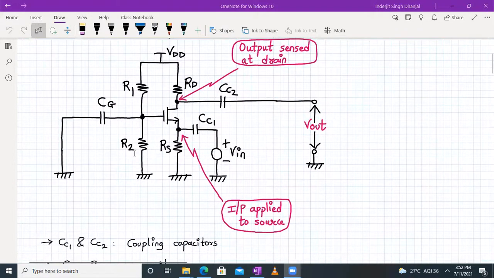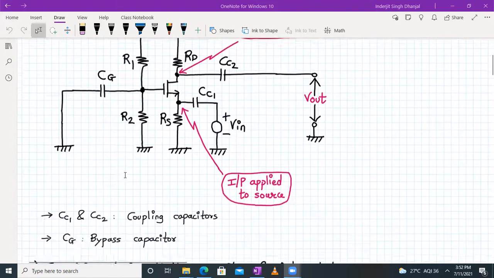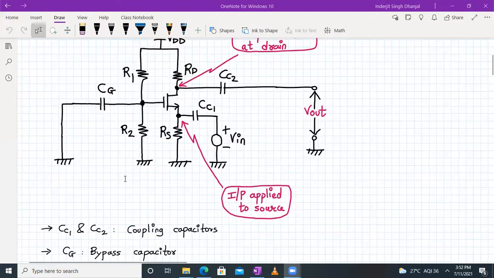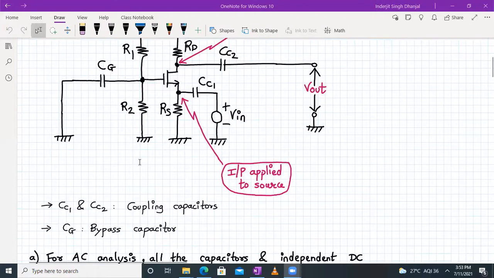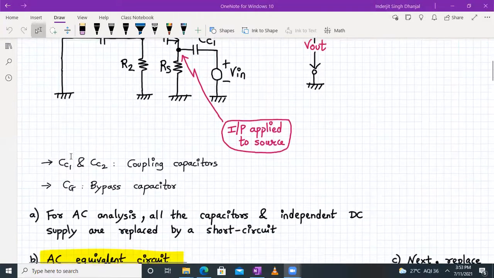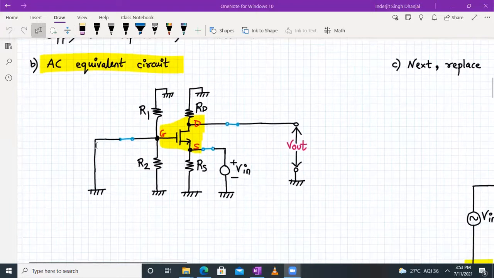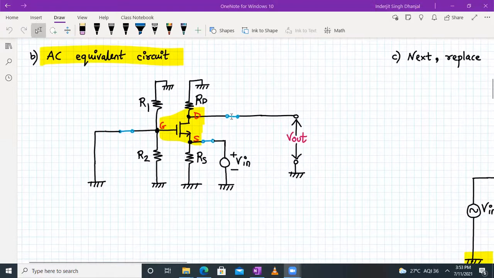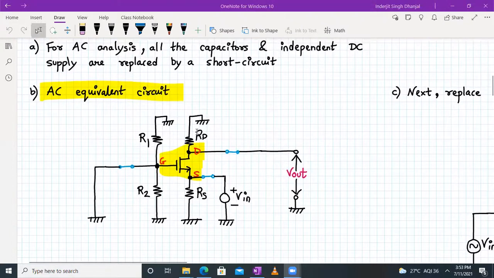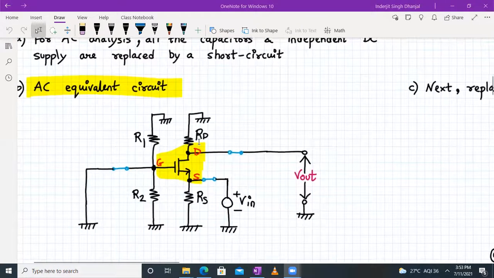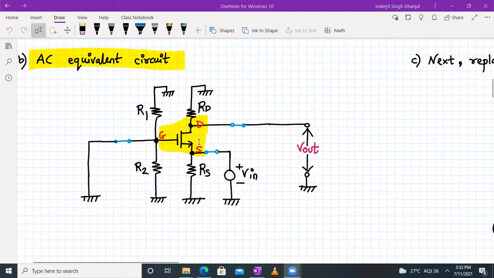Now what we have to do is convert this into an AC equivalent circuit. For the AC equivalent circuit, all the capacitors in the circuit and the constant voltage sources will be replaced by a short circuit. Here CC1 and CC2 are the coupling capacitors and CG is the bypass capacitor. As we said, for the AC equivalent circuit, all the capacitors are short circuited and the independent DC supply also is short circuited. So this is how the diagram will look after the changes.